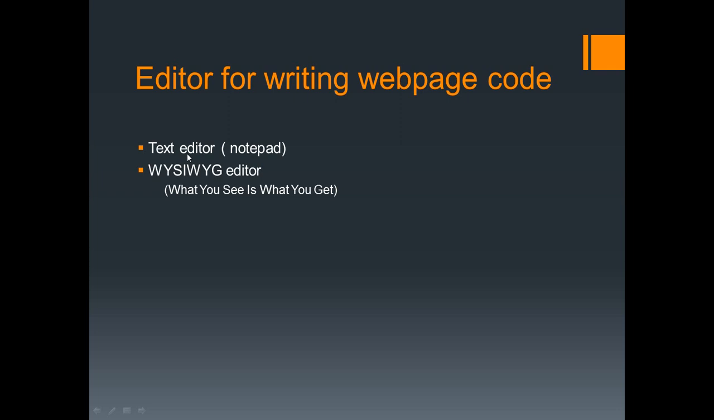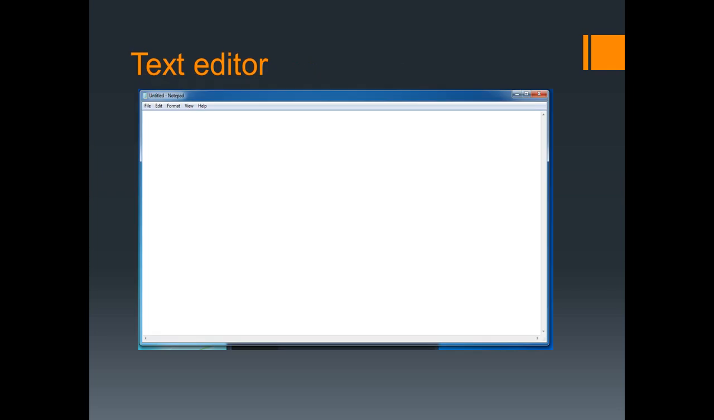WYSIWYG editor. It means what you see is what you get. It works like your MS Word page and allows you to see your web page as it is while you are designing. Your text editor does not allow you to see how your web page looks, whether you have given the heading or applied the color, so you have to switch between your Notepad and your Google Chrome page to see how your page is displayed. But the what-you-see-is-what-you-get editor allows you to see your page at the same time as you are designing.